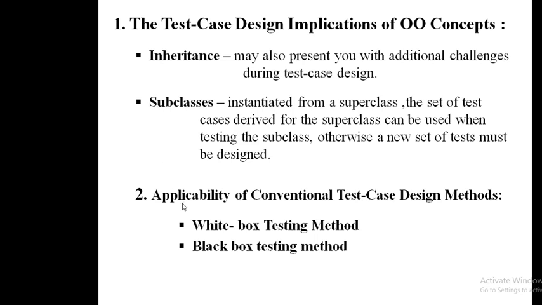Then if you come to the second point in methods, applicability of conventional test case design methods. We have two conventional test case design methods. One is the white box testing method and the second one is the black box testing method. We already know what is meant by white box testing. White box testing means testing the internal technical concepts of the project, the software or a program. That means what conditions are there, how the data is moving from one place to another, how the functionalities are running in the program; testing the internal environment of the project comes under white box testing. We already discussed this concept.